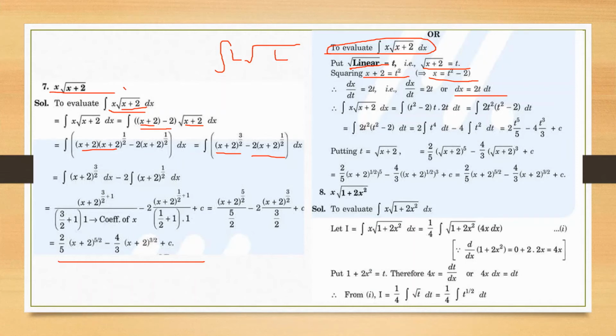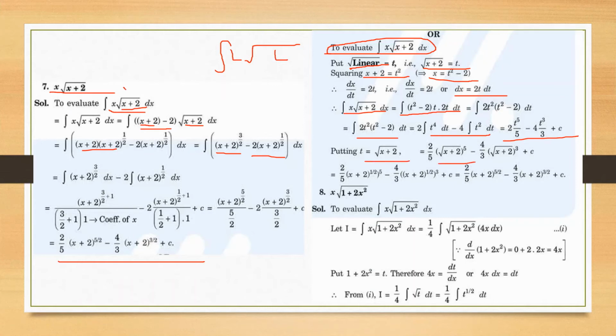So how does my question change? It automatically changes to t square minus 2 into t into dx, which is 2t dt. Means the whole question changes to 2t raised to power 4 minus 4t square, which can be integrated using the power rule. So 2t raised to power 5 by 5 minus 4t cube by 3 plus c. Now put back your t as root x plus 2, and then you can get your answer.